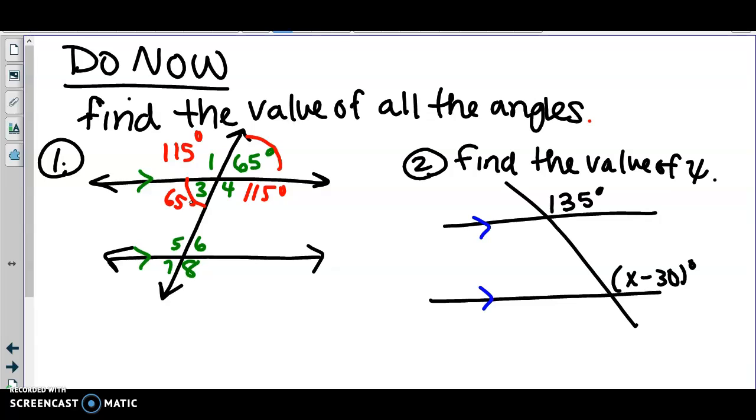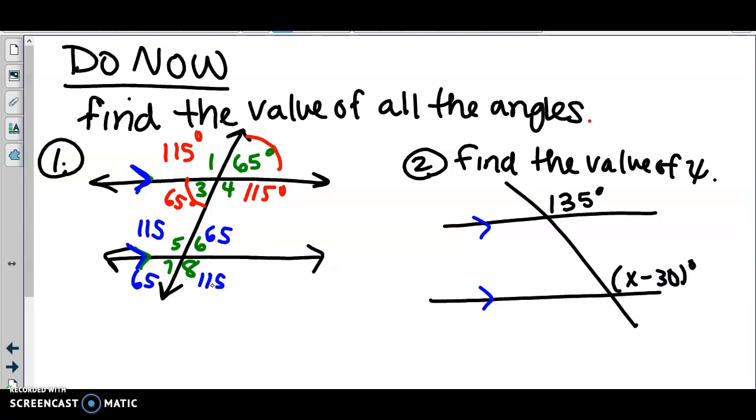And now you can use any of those four postulates we learned. Corresponding angles are congruent, alternate interior angles are congruent, alternate exterior angles are congruent, or same side interior angles are supplementary. I would use the first three, talking about congruence. The easiest way, because of these parallel markings here, you can just copy all four of the angles using corresponding angles are congruent.